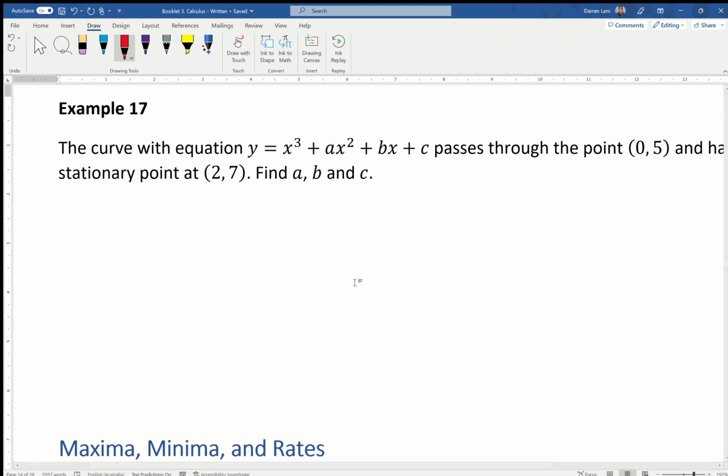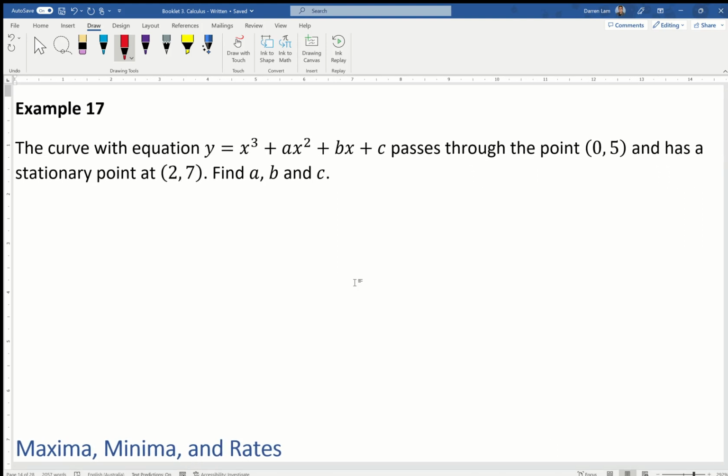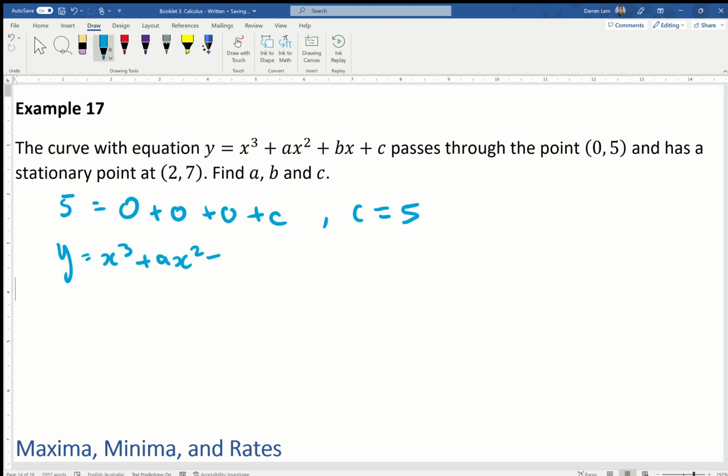The easiest one for me to identify, of course, is the c, because it says that when x equals 0, y equals 5. So if I'm going to write that in proper form, it's 5 equals 0 plus 0 plus 0 plus c. Therefore, c equals 5. Great, we can leave that there. Well, I know the new equation is now going to be y equals x cubed plus ax squared plus bx plus 5.